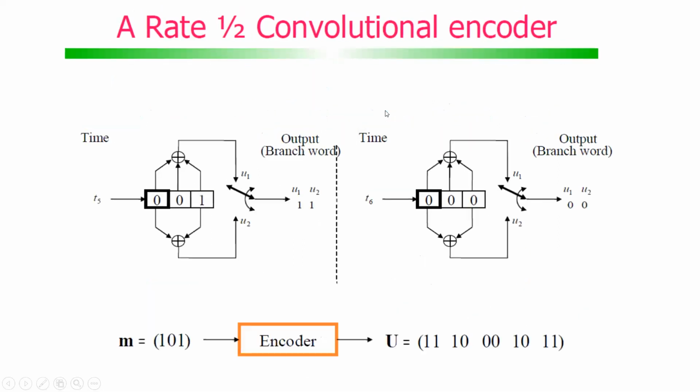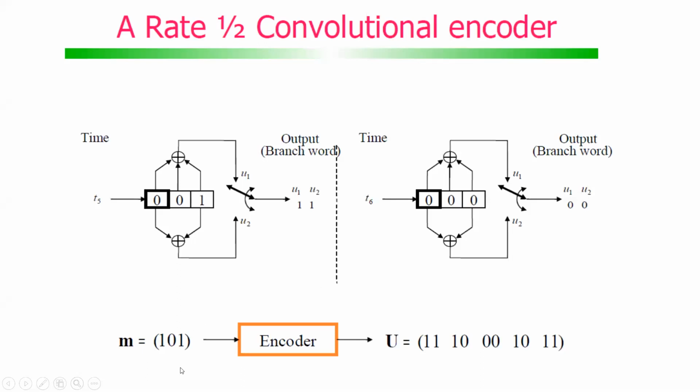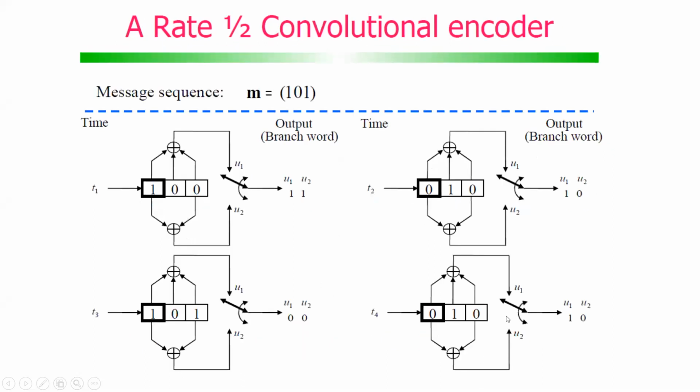But what is the effective code rate? If 3 bits we are sending in, we are getting 10 bits out. So 3 by 10 is the effective code rate. So the effective code rate is different from the structural code rate. In general, for a convolutional encoder, the effective code rate is given by capital L divided by N, the number of bits in the code word, which is capital L plus K minus 1, where K is the constraint length. And this will be less than Rc, the actual code rate. As you can see, this code rate 3 by 10 is less than 1 by 2.